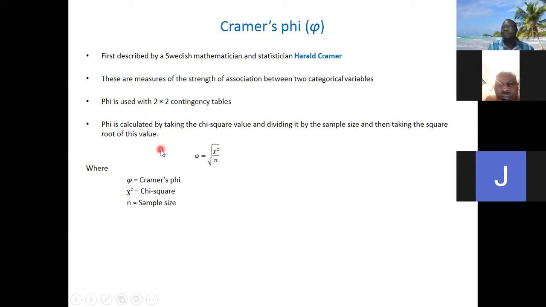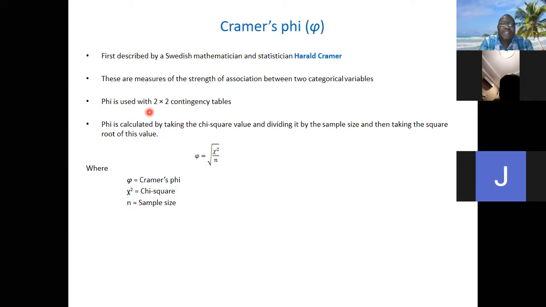Cramer's phi. I see you are calling it fire; it's going to be pronounced as the Greek letter, phi. Cramer's phi is used with a 2 by 2 contingency table. So this one is only 2 by 2. That is, when you do your classification, it is 2 by 2, 4 cells. That is, the degree of freedom is 1.